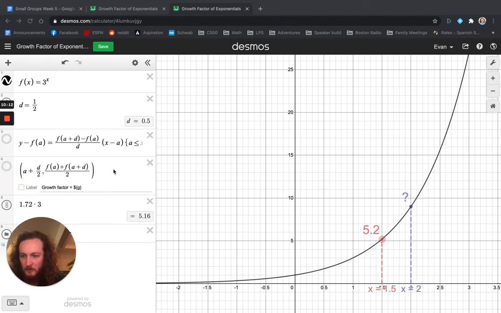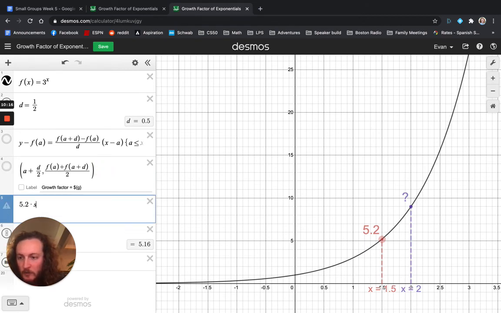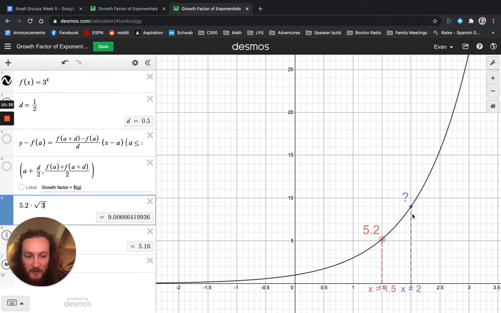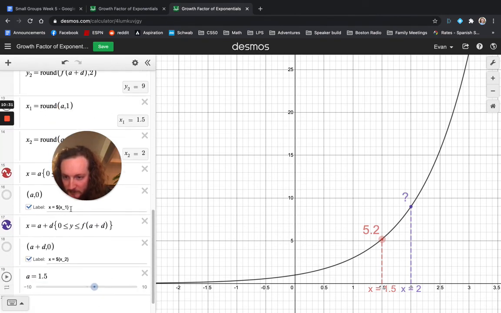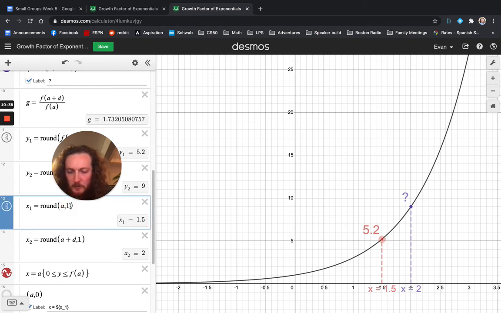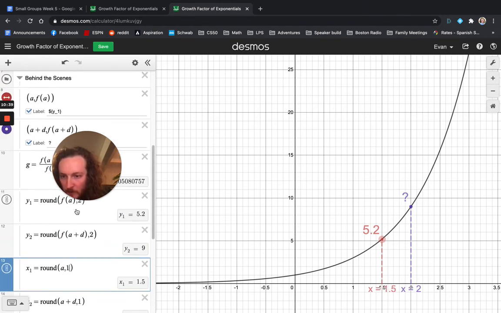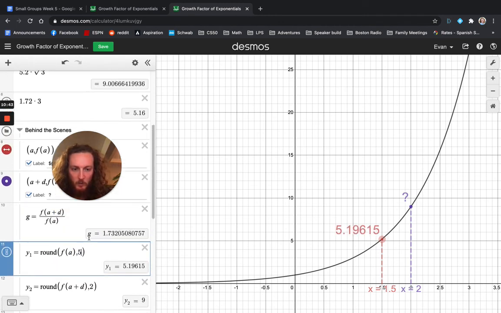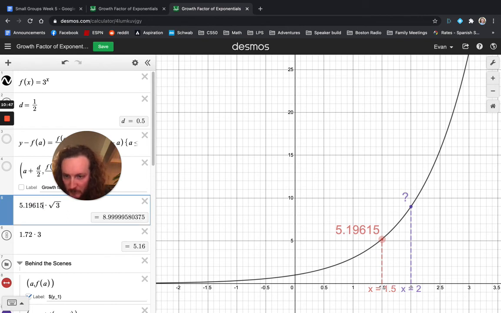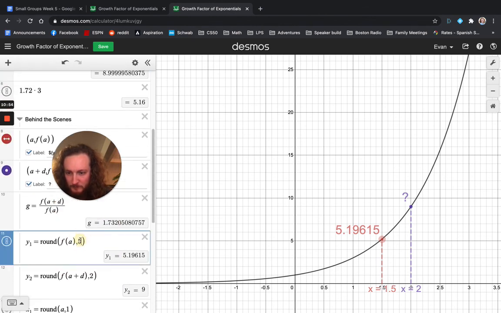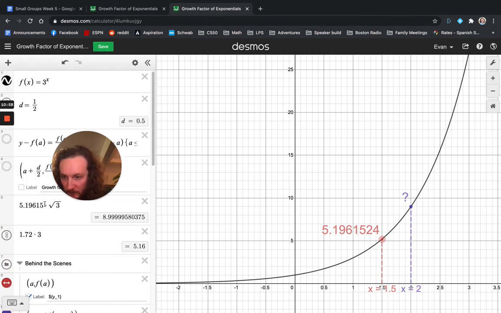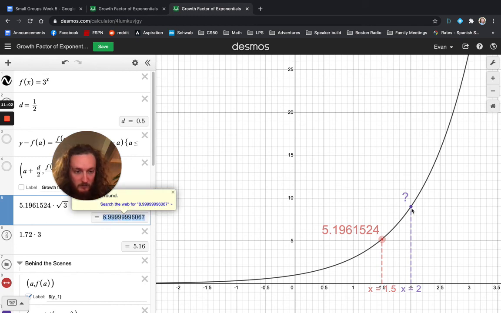We can use Desmos to do that calculation. 5.2 times root 3. And this is 9.00. And in fact, if we had a slightly more precise answer here, let's round it a little bit less. Let's go up to 3 decimal places. Oh wait, let's go up to 5.19615. We're seeing basically the number that we're talking about here. Sorry to fiddle. Let's go up to an 8th decimal place. We're basically talking about the number 9, which looks right from our graph. This question mark has a y value of 9.